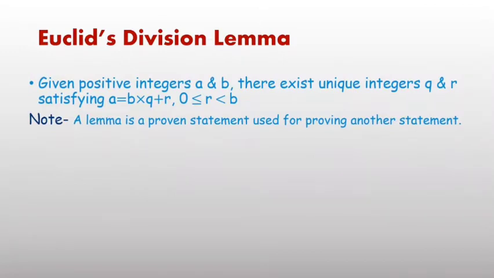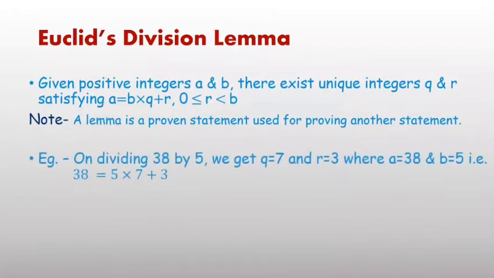In Euclid's division lemma, one word used is lemma. Lemma means a proved statement which you are going to use to prove another statement. One example: if you divide 38 by 5, 5 sevens are 35, means quotient is 7 and remainder 3, so we can write 38 as 38 equal to 5 into 7 plus 3. Here 38 is the dividend, 5 the divisor, 7 the quotient and 3 the remainder.